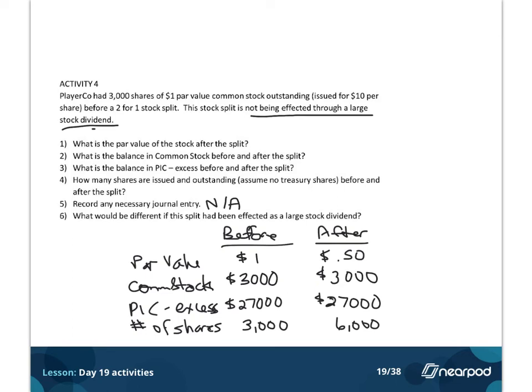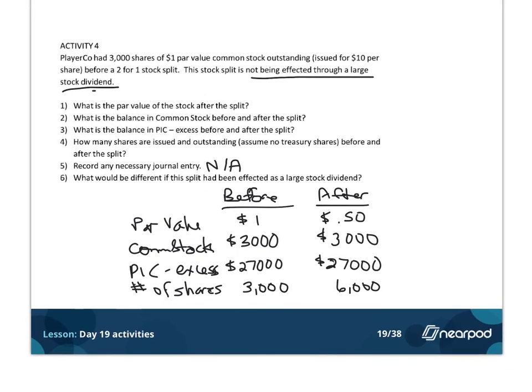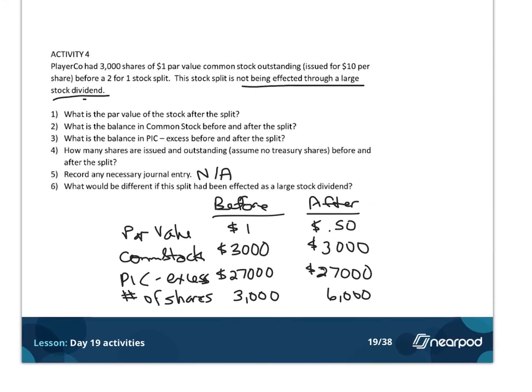What would be different if this had been affected as a large stock dividend? Meaning if the company said, oh, we're going to do a stock split and we're going to affect it through a large stock dividend, that basically means that they're doing a large stock dividend. So from our last example, you know that that would mean that we would do an entry just like we did in Activity 3, where we would say, oh, it's 3,000 shares at $1 par. So we would do an entry to debit retained earnings and credit common stock. Okay, that's if it had been affected through a journal entry.